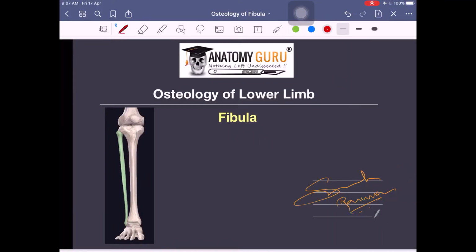Welcome back, friends. So let us talk about the osteology of lower limb. In this we are continuing with the osteology of fibula.